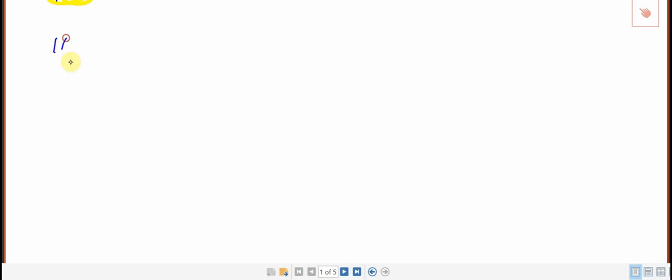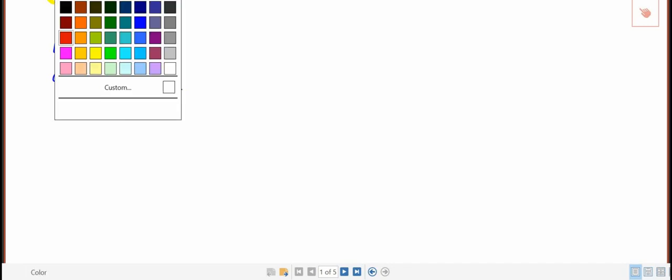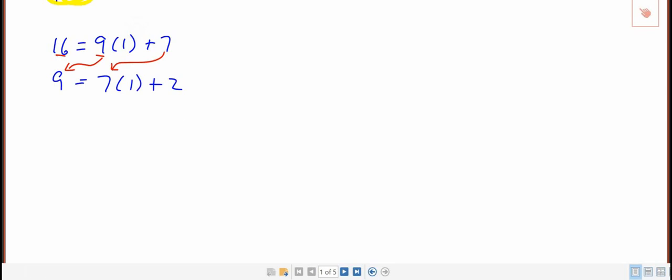Okay, I would start off and say, well, 16 is 9 times 1 plus 7, right? And then 9 equals 7 times 1 plus 2. So keep in mind, each step of the way, I'm always starting off with the two numbers and using the division algorithm, right? We're writing it with quotient and remainder. Then the old divisor becomes the dividend, and the remainder becomes the new divisor, each step of the way.